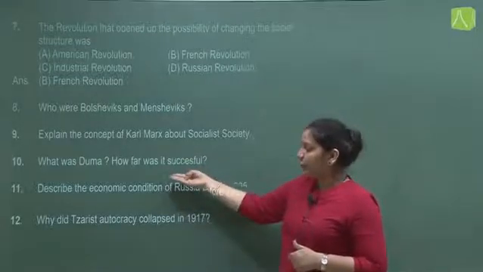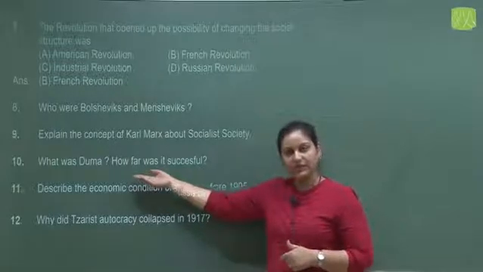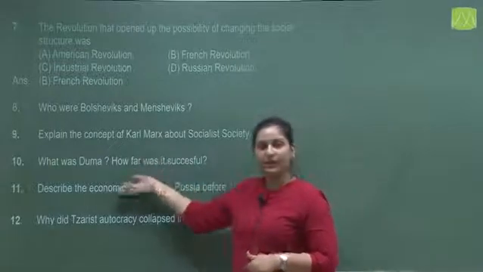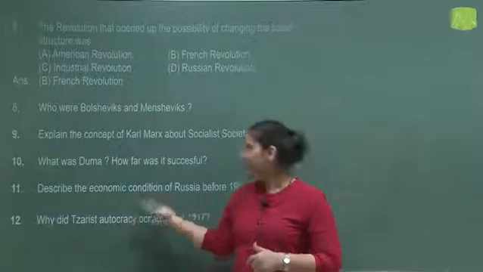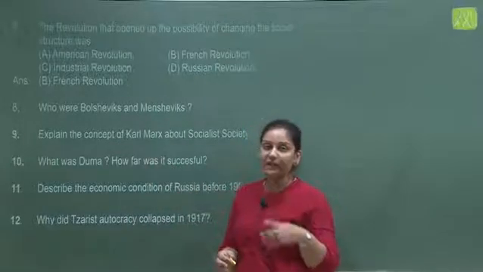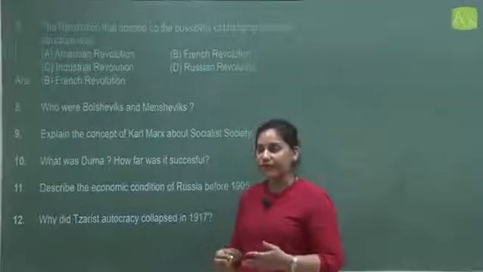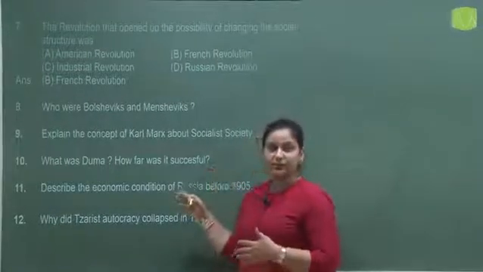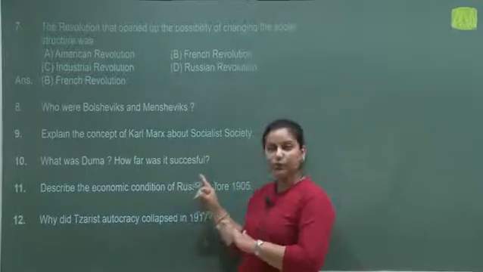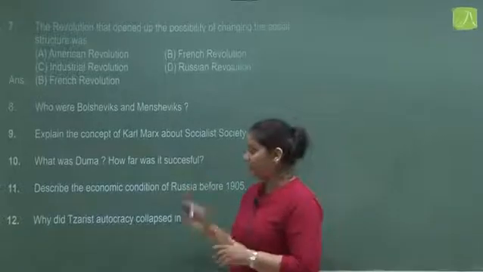Next question, Duma. About the Duma you have to tell that it was an elected representative body which was created by the Tsar after the incident of Bloody Sunday. How far it was successful? You have to state 3 Dumas. First dissolved within 75 days, second dissolved within 3 months, and the third Duma was a successful Duma because it had conservative members.